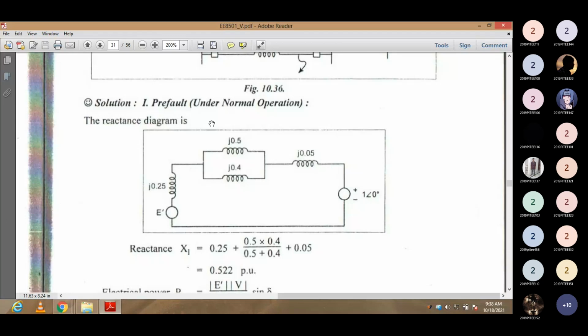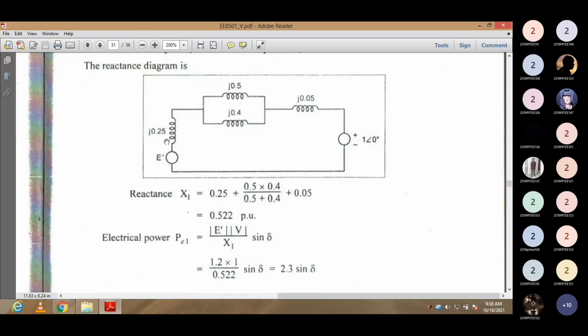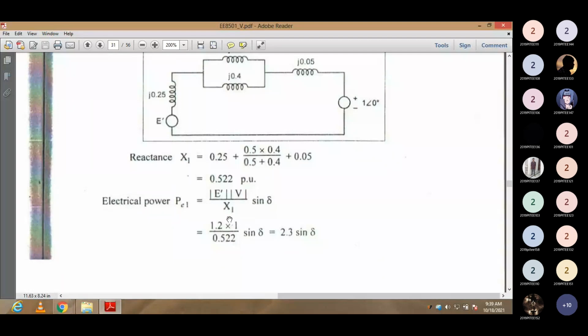So this is the pre-fault case. I have j0.25 and a parallel combination. The parallel combination reduction is 0.5 into 0.4 divided by 0.5 plus 0.4, in series with j0.25, plus 0.05. Once you reduce the values, the answer is 0.522 per unit. So the overall reactance for the entire single line diagram during the pre-fault condition is ready now, 0.522.